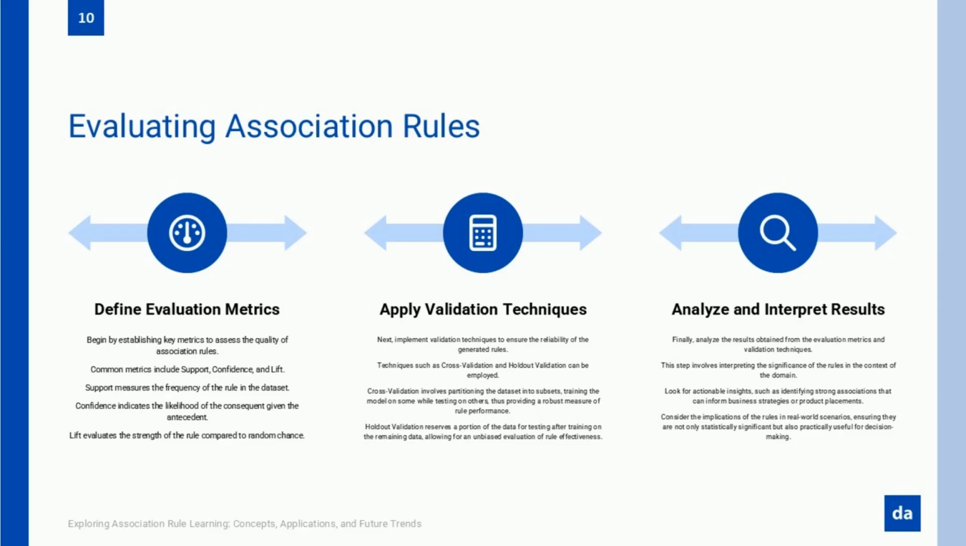So, the next time you think about evaluating association rules, picture yourself as a data detective piecing together a thrilling mystery. Each metric is a clue. Every validation step brings you closer to the truth. And when you finally uncover the insights, it's like solving the case and hitting the jackpot all at once.